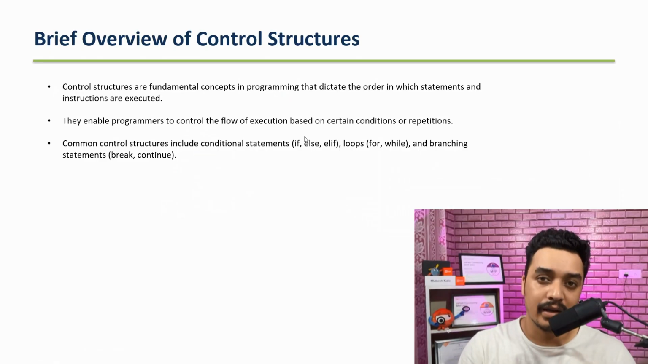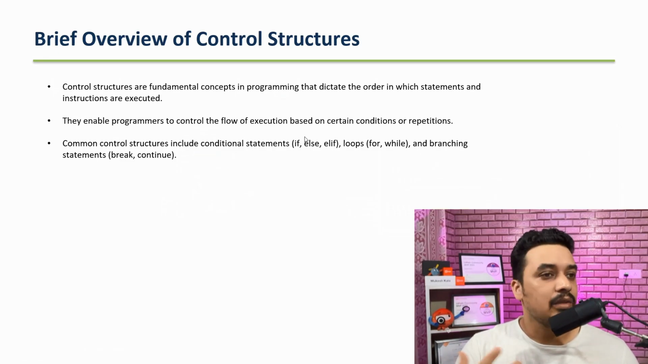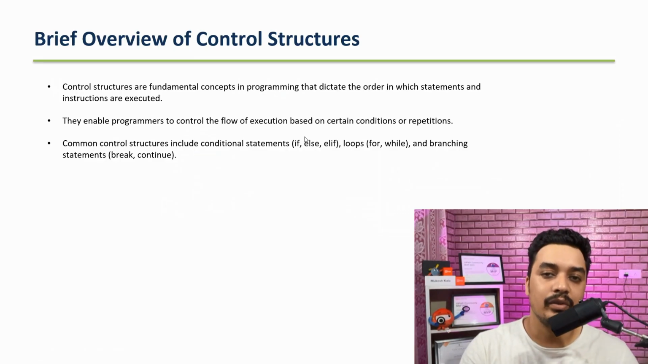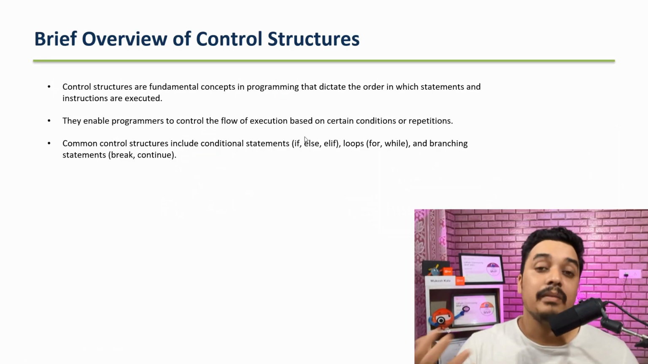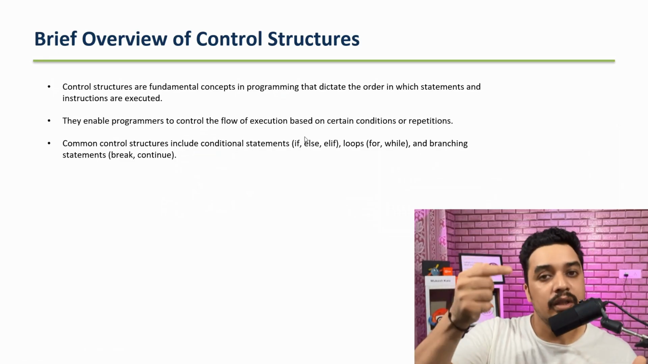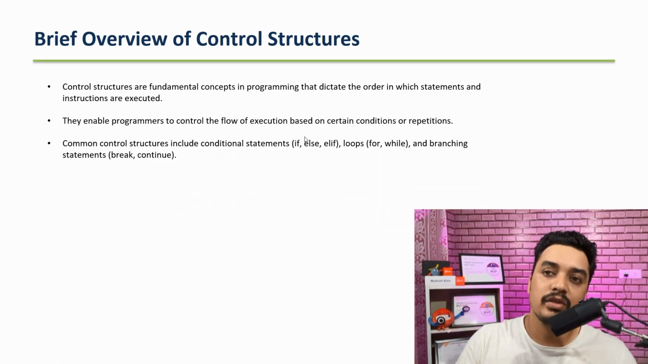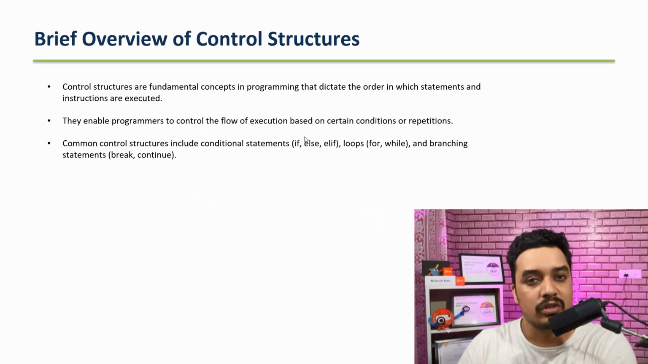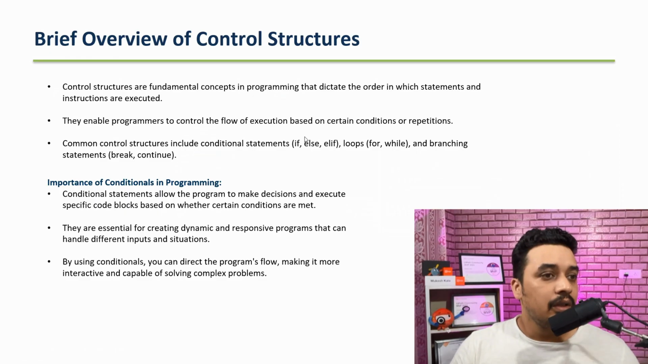So that's what the second point says. This enables the program to control the flow of execution based on a condition. Some of the common control structures include if, else, elif, loops, and branching statements like break and continue. In simple words, whenever I have to deviate the flow of the program, and you do not want to run the automation in a linear way, we use control structures.